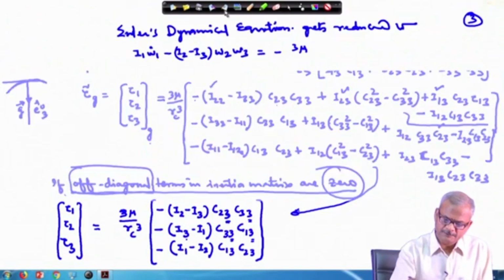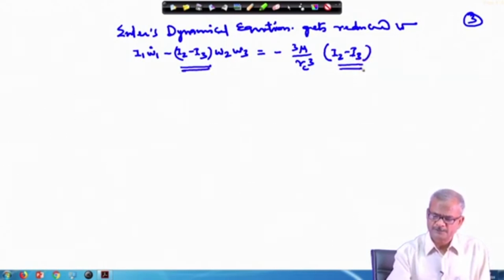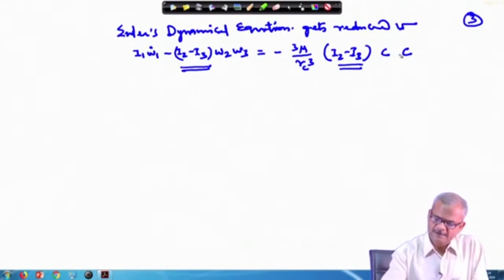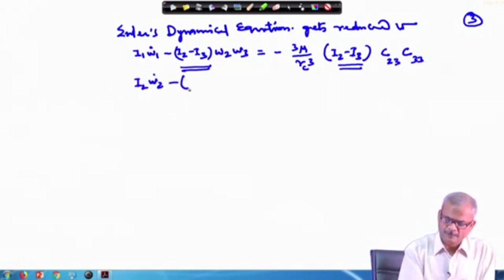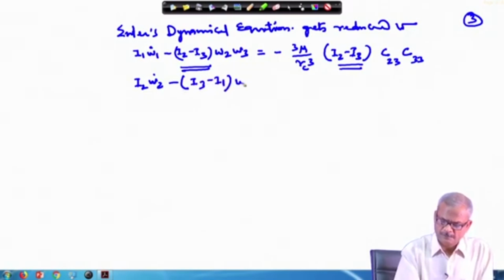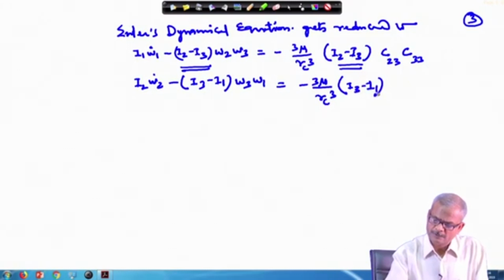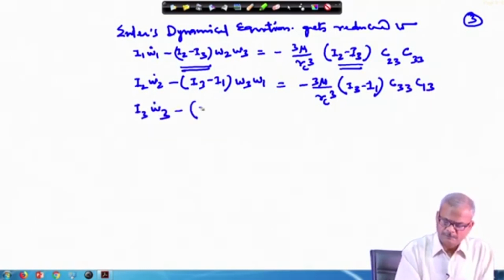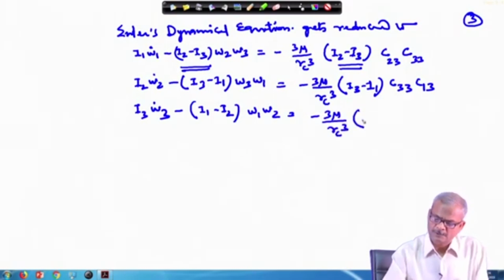Here we have inserted 3 mu by r c cube. Okay, you can see this term is here. So, this term is also present here, and the rest you just have to put this C, which are the components of the transformation matrix, and right here this is 2. So, right here 2, right here 3, and then put just 3 3.